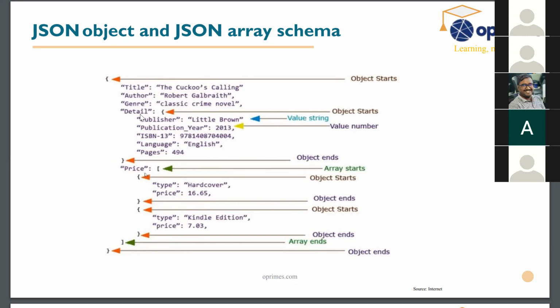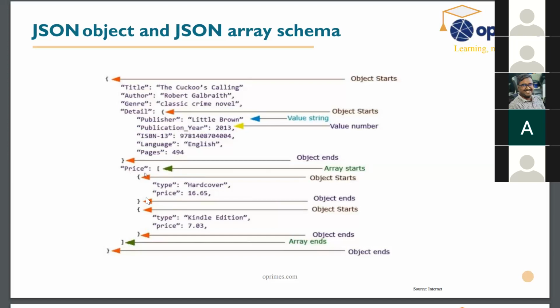This is where the JSON object is ending, and this is where the JSON array is starting. So this is one JSON array. This square bracket is where it starts, and inside the square bracket we have JSON objects.